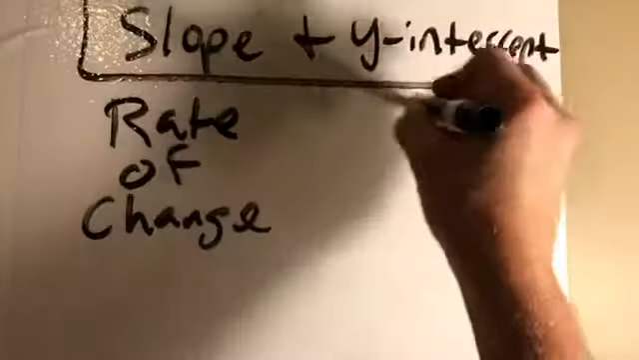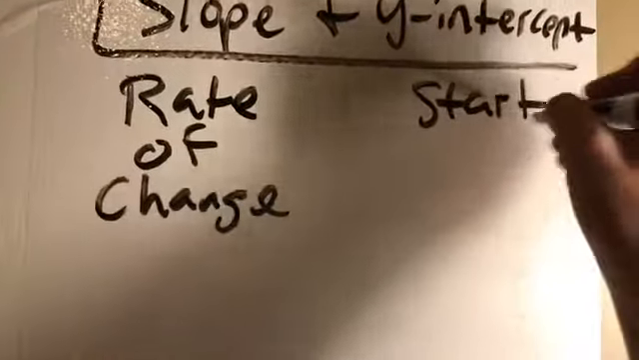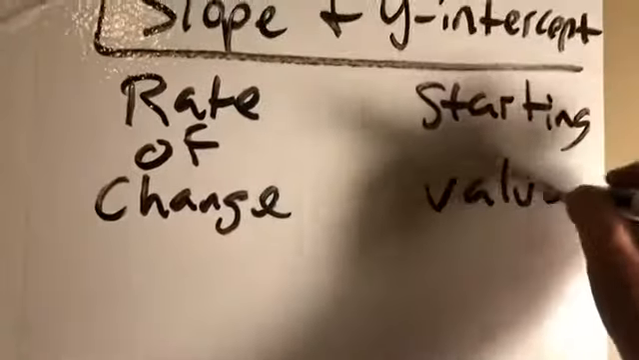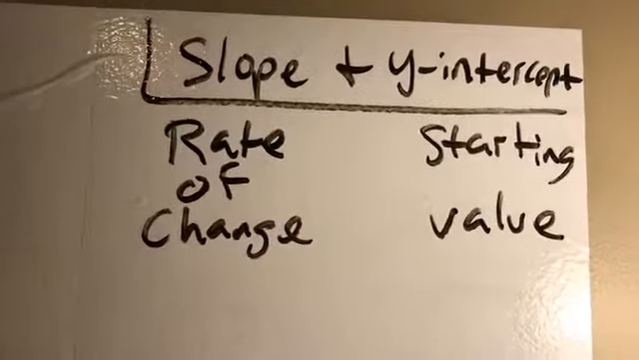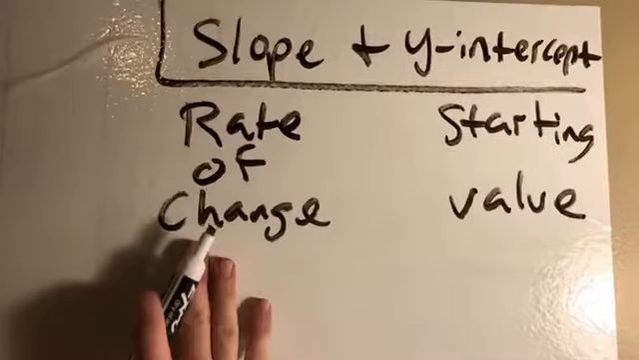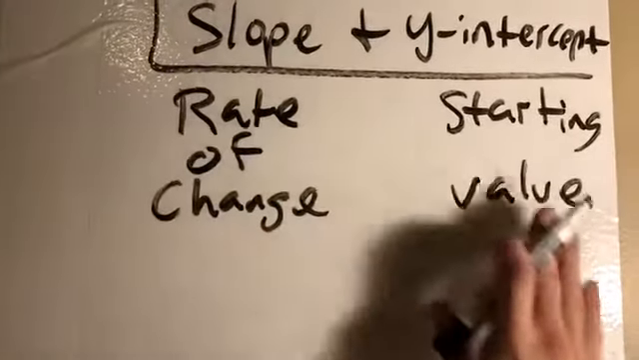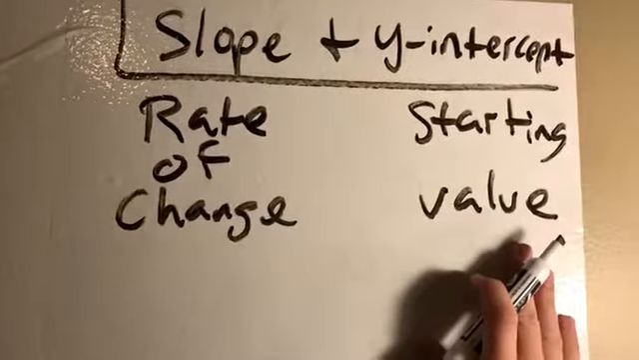And our y-intercept is always going to be the starting value of whatever situation we're talking about. That's the most important idea to get down. Your slope is your constant rate of change. Your y-intercept is always going to be your starting value.